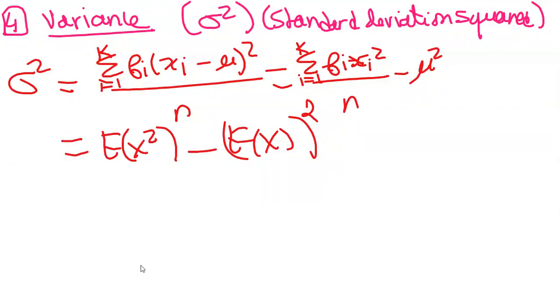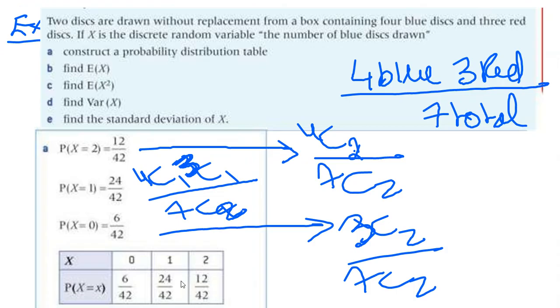Now let's move to the variance and the standard deviation. What we're going to use directly for the application is this formula. We know that the standard deviation is the square root of the variance. It means the standard deviation squared gives me the variance. So it's E(X squared) minus E(X) all of it squared. Let's do an example.